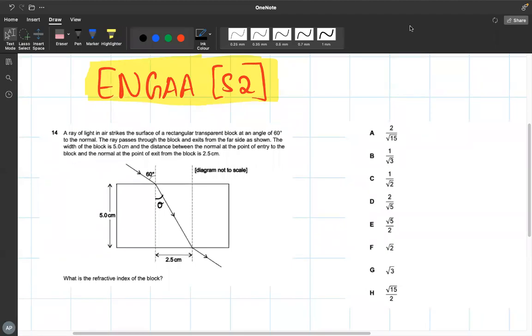In this video, I will be solving an ENGAA physics question. The ENGAA is the admissions exam that all engineering applicants have to take upon their application into Cambridge. And this is a question from section 2 of the exam, which is the advanced physics section.